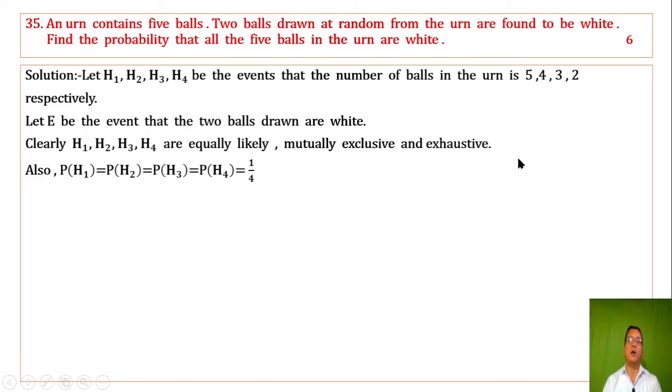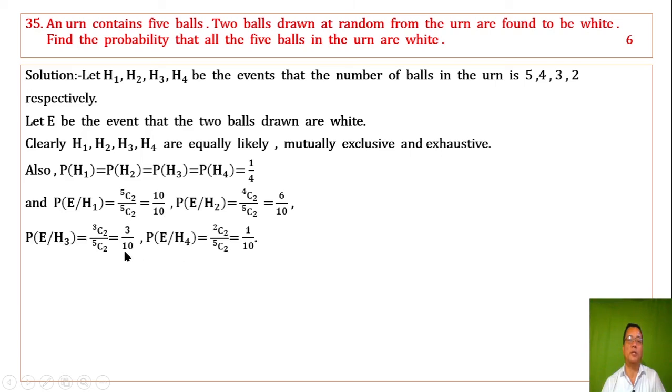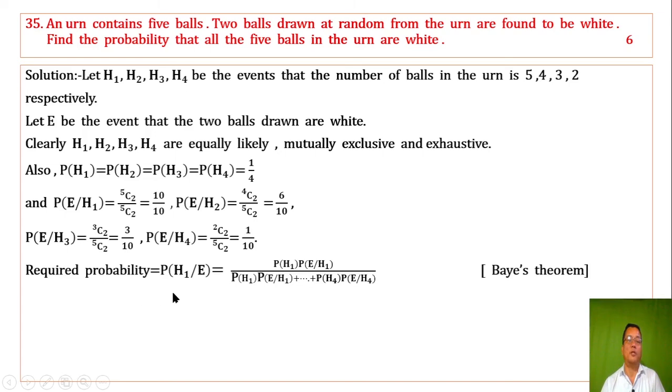Then P of H1, H1 being the event that the number of white balls in the urn is 5, is 1 by 4. P of E given H1 is 5C2 by 5C2, that is 10 by 10. P of E given H2 is 4C2 by 5C2, that is 6 by 10. Similarly, P of E given H3 equal to 3C2 by 5C2, and so on. Required probability is P of H1 given E, whose formula is using Bayes' theorem.